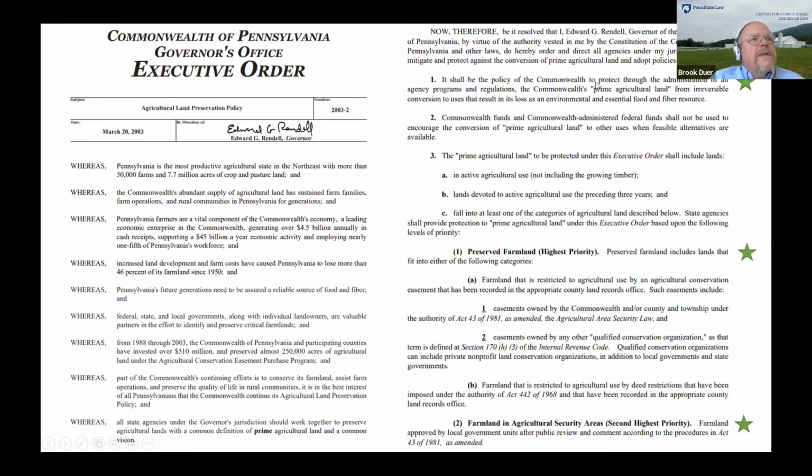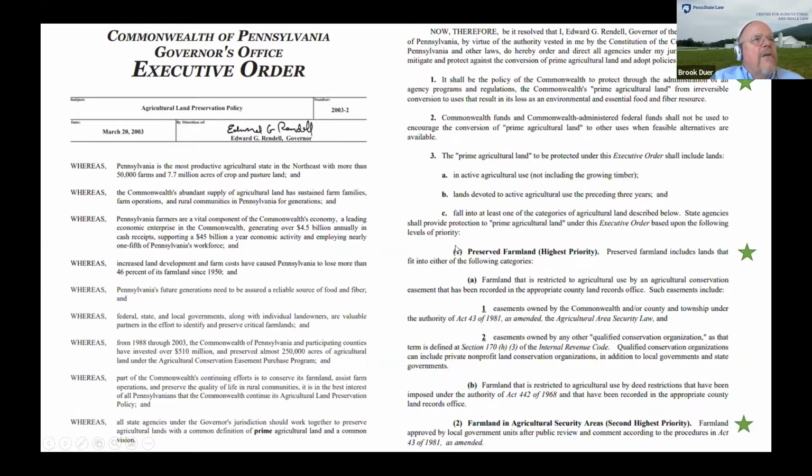It shall be the policy of the Commonwealth to protect, through the administration of all agency programs and regulations, the Commonwealth's prime agricultural land from irreversible conversion to uses that result in its loss as an environmental and essential food and fiber resource. And again, this has been reissued multiple times by successive governors, last time by Governor Rendell.